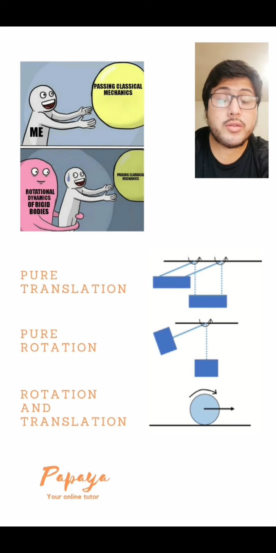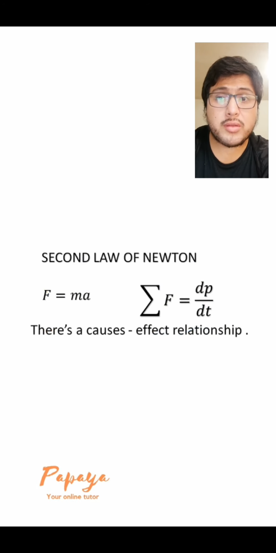Then we also need to know the second law of Newton. What is the second law of Newton? That the force equals mass times acceleration. But the other way to see this is that the force is the cause and the acceleration is the effect that the force causes. So there is always going to be a relationship of cause and effect.